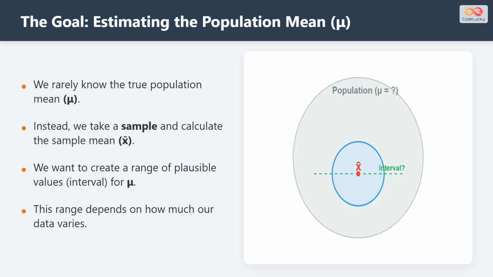In statistics, our primary goal is often to estimate a true population parameter, like the population mean, mu. Since we cannot measure the entire population, we take a sample and find the sample mean, x bar. However, x bar is just a point estimate. To account for uncertainty, we want to create a range, or interval, around x bar that is likely to contain the true population mean.